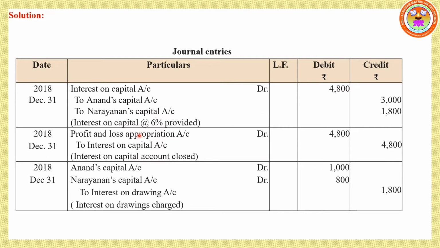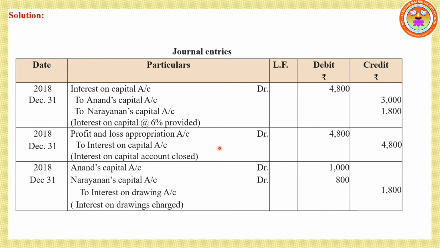Then second point, profit and loss appropriation. So this interest on capital account should be closed. So pass the journal entry for interest on capital. Profit and loss appropriation account debtor 4,800 to interest on capital account 4,800. So interest on capital account is closed. So under point A, we have to pass two journals for providing interest on capital and closing interest on capital. These two entries should be passed.